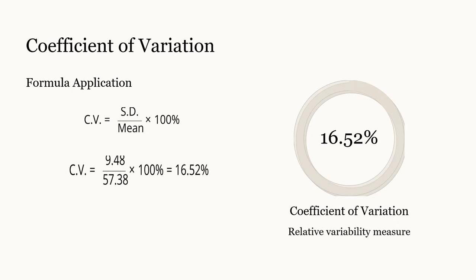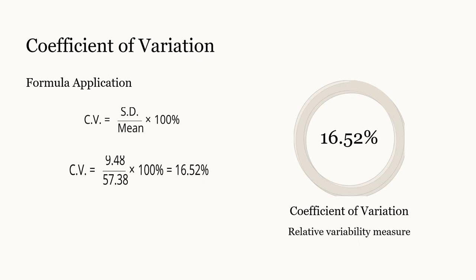The formula for coefficient of variation is CV equal to SD, that is the standard deviation which we have just calculated, divided by the mean value, which is 57.38, multiplied by 100. So putting all values in the formula, CV is equal to 9.48 divided by 57.38 multiplied by 100, and that value comes to 16.52. Since we have multiplied it by 100, the value obtained will be in the form of percentage. So we have to mention 16.52%. Do not forget to mention the percentage symbol against the coefficient of variation value.